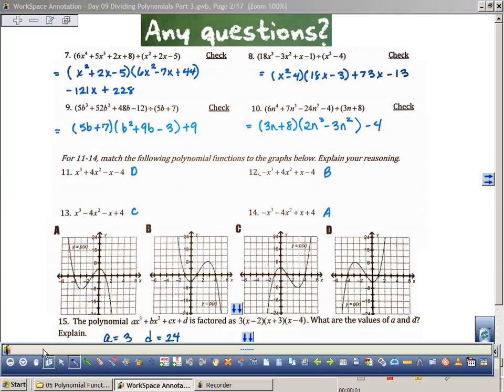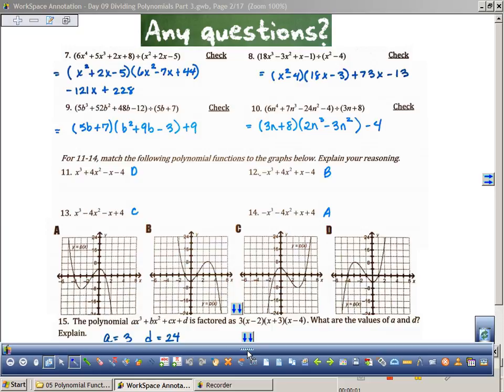So anybody have questions? I'm really not even going to go over questions because what we're doing today is more of dividing polynomials with long division and synthetic division. But I just want to look at this graph for a second.